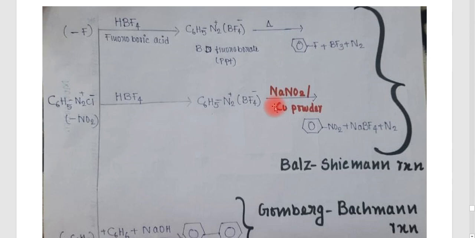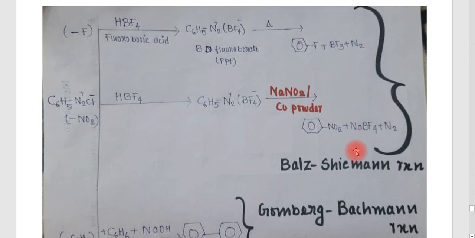Similarly, we can also replace with NO2, in the same category. When the benzene diazonium chloride solution is treated with fluoroboric acid, here also the benzene diazonium fluoroborate is precipitated. That salt is filtered and heated in the presence of sodium nitrite and copper powder. Only the second step changes here. If it is heated with sodium nitrite and copper powder, then nitrobenzene is obtained, and the byproducts will be BF4 plus N2.